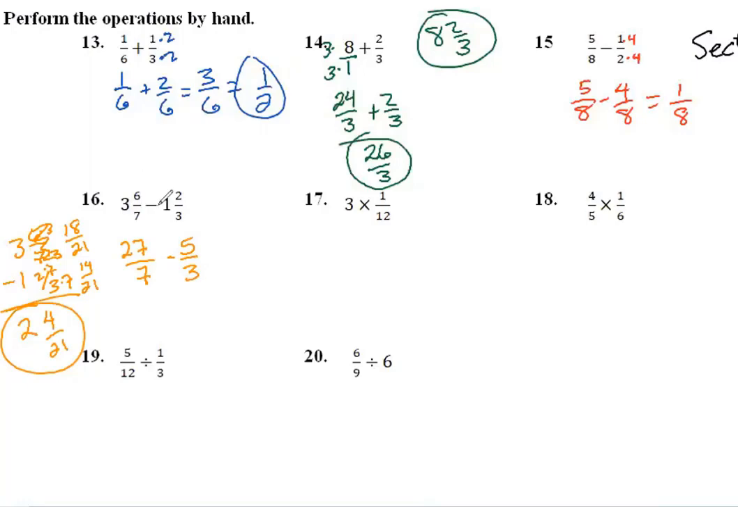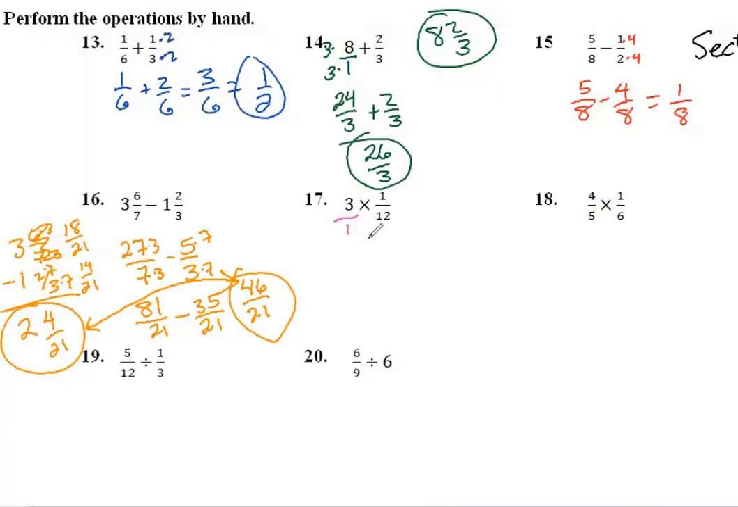Now you'd have to get a common denominator of 21. So times by 3, times by 3, times by 7, times by 7. Oh boy. And so we get 81/21 minus 35/21. Good. 81 minus 35 is 46/21. Yeah, there we go. And if you took 21 into 46, you would get 2 4/21. So those two are the same answer. Excellent. Number 17.